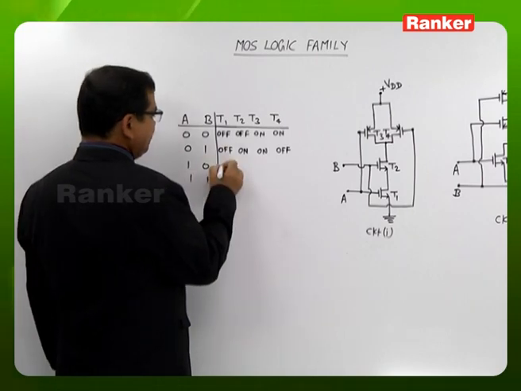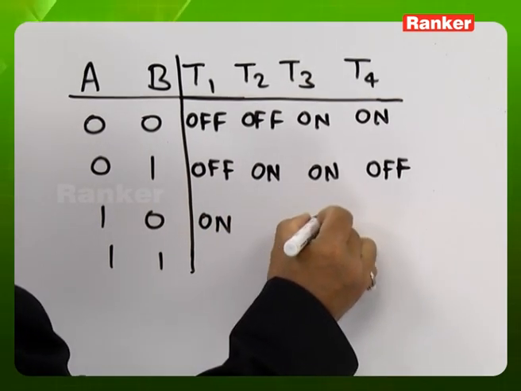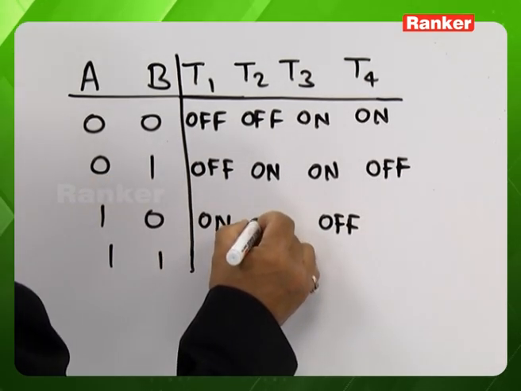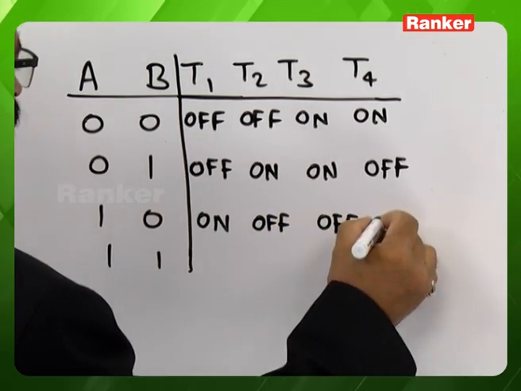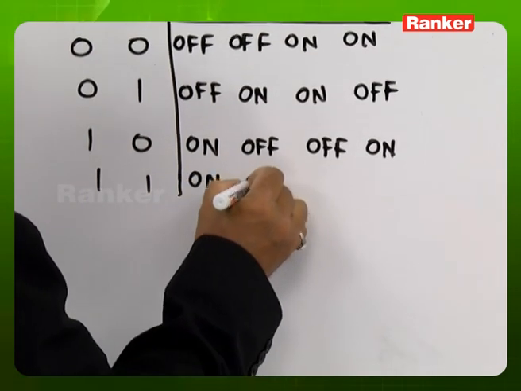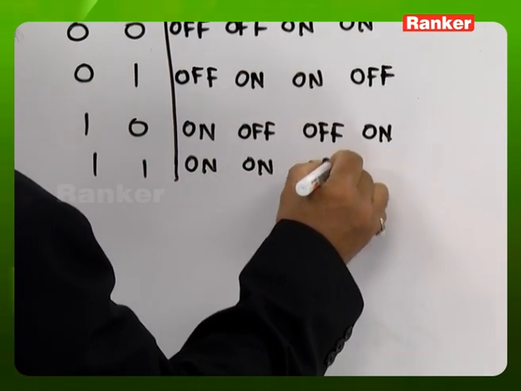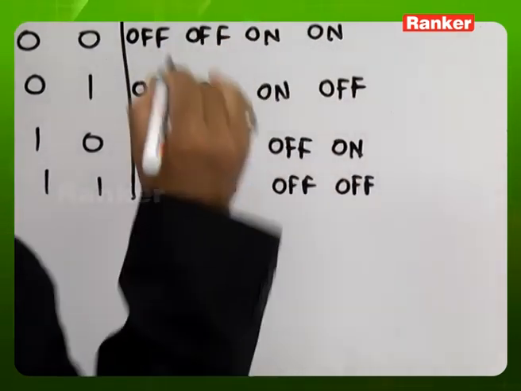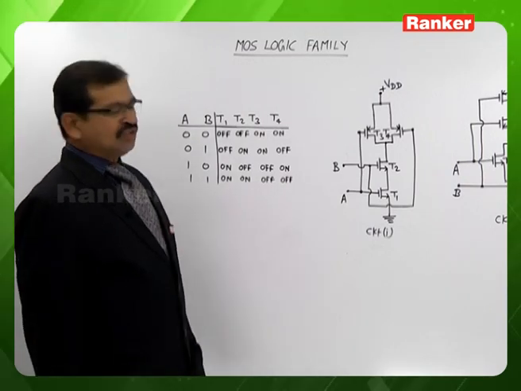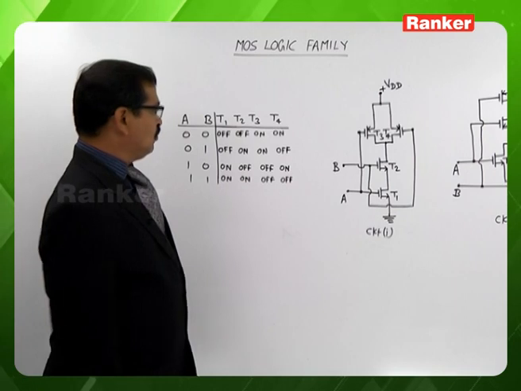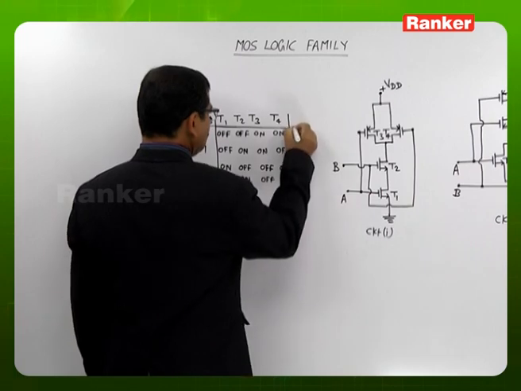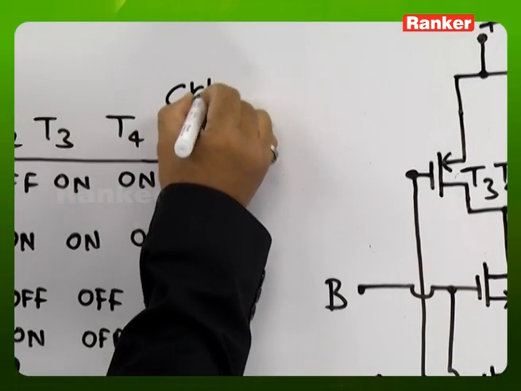Similarly, whenever A is 1, T1 will be on and T3 will be off, and when B is 0, T2 will be off and T4 will be on. When A and B both are 1, T1, T2 both are on, so T3, T4 both will be off. So based on the A and B values, these are the states corresponding to the transistors T1, T2, T3 and T4.